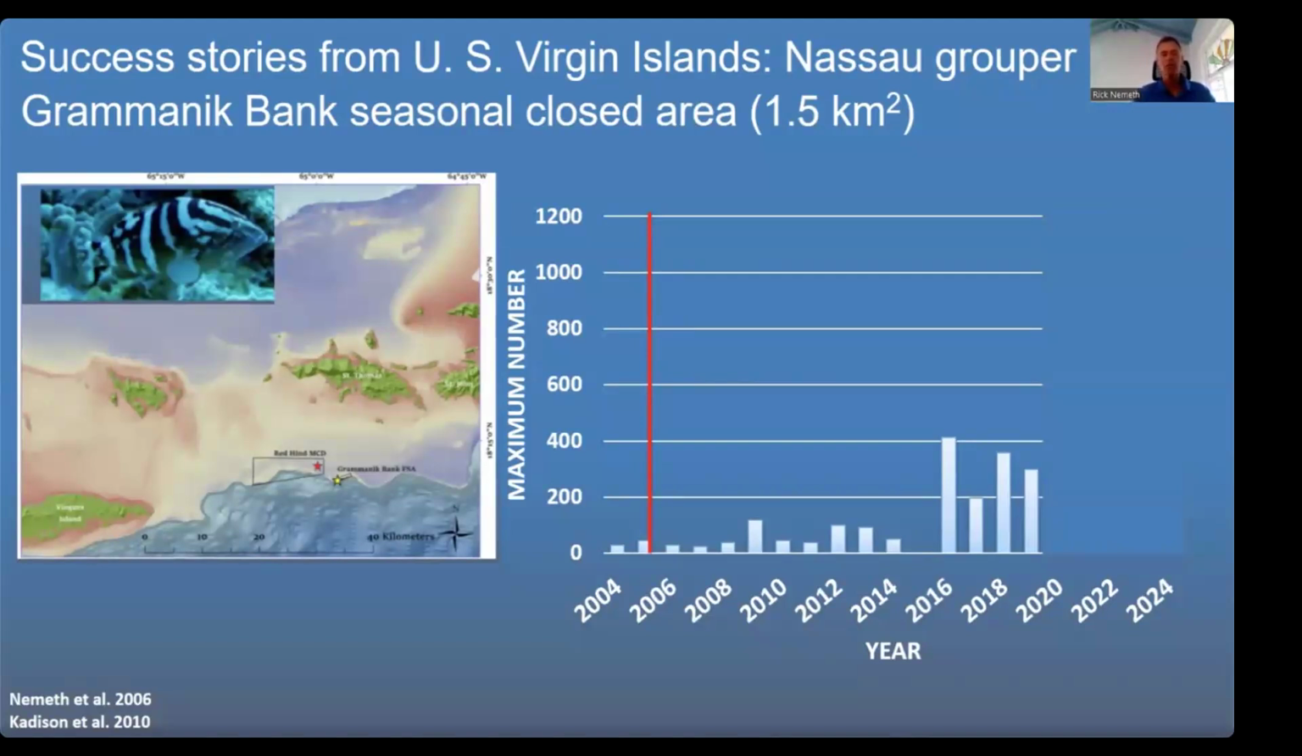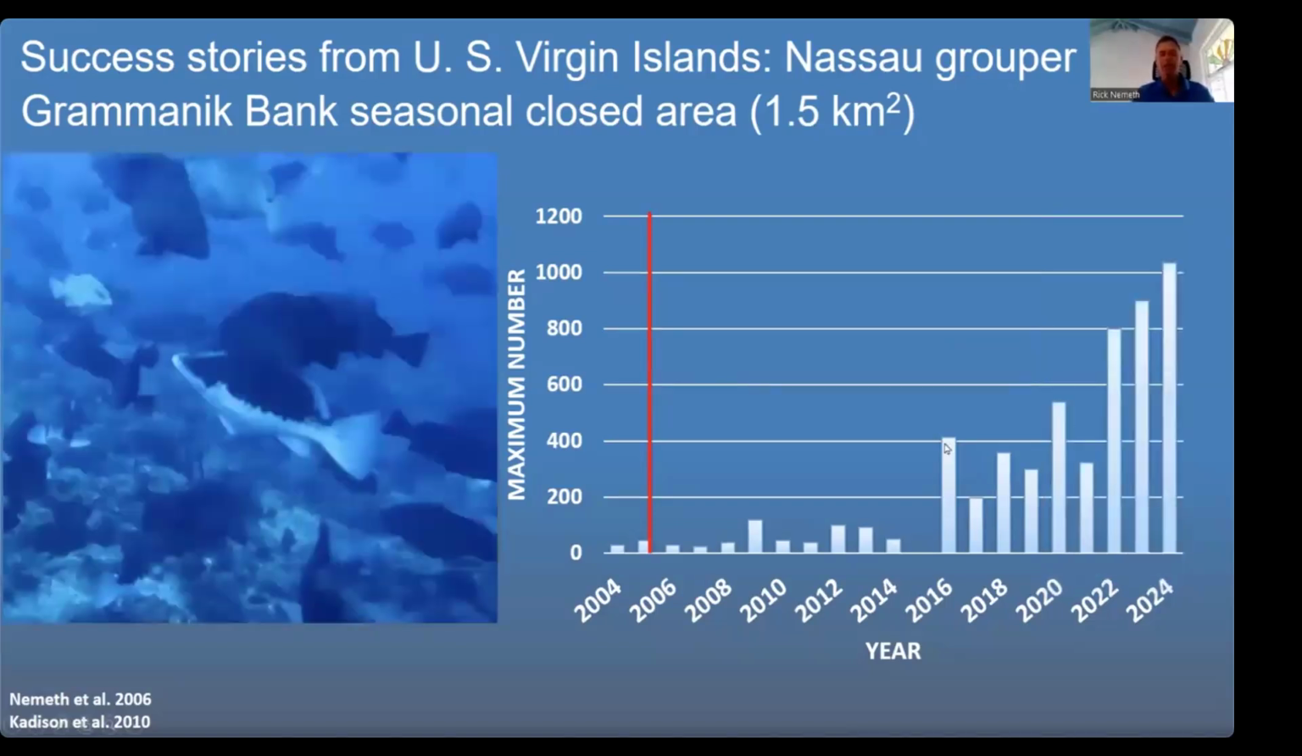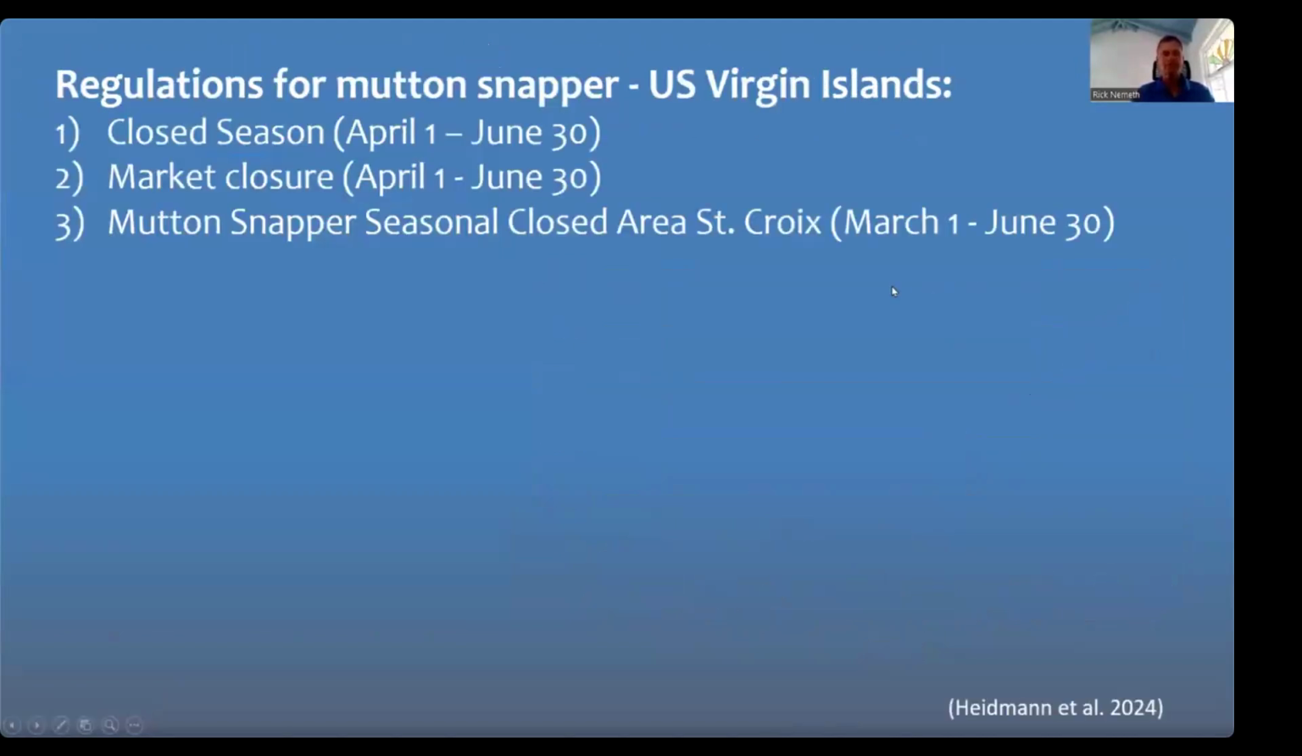After the Grammanik Bank was established, it took over 10 years to start to show any signs of population increase. Starting in 2020, about 15 years after protection, the Nassau grouper population started to increase rapidly. This is mostly due to a large recruitment event that occurred around 2015. Last January, we counted over 1,000 Nassau grouper at the Grammanik Bank spawning aggregation site, and this has truly been a great success story. So now back to the mutton snapper story.